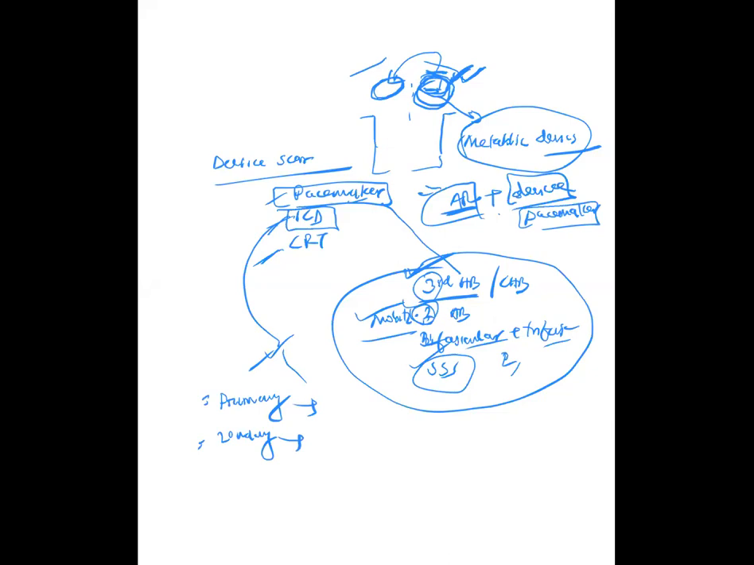So any patient who develops VT or VF with no reversible cause, that is a cardiac arrest survivor. Any patient who develops VT or VF, you give CPR, the patient is now stable, you give the shock, you have checked the electrolytes and everything, and you have not found any cause. That is the indication of an ICD.